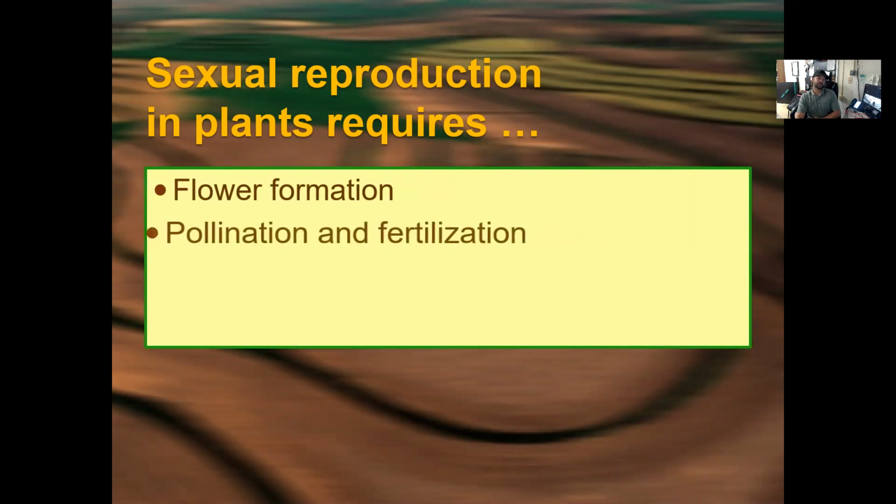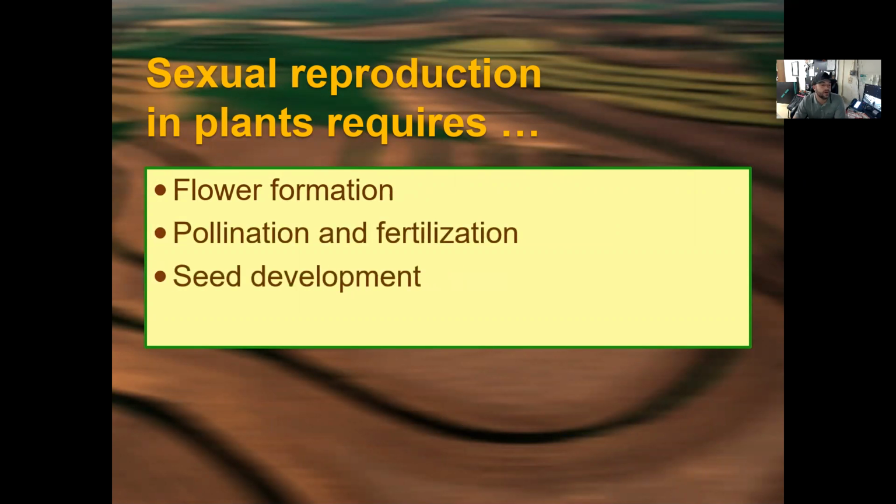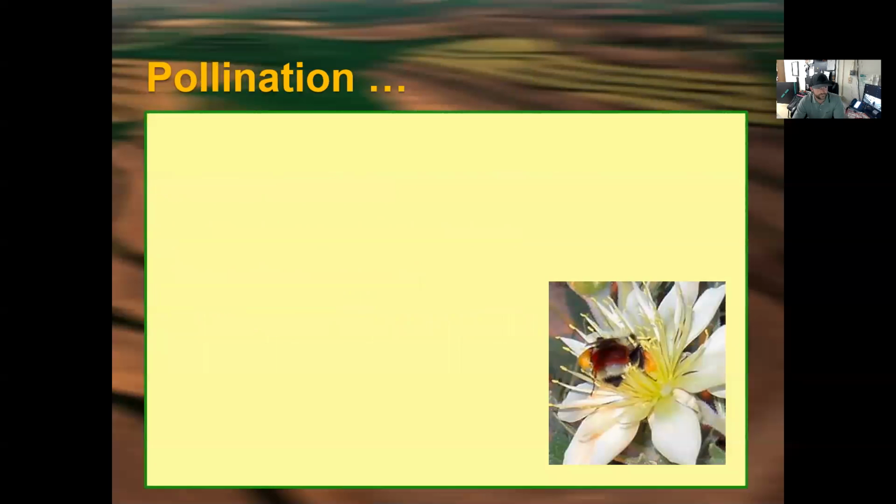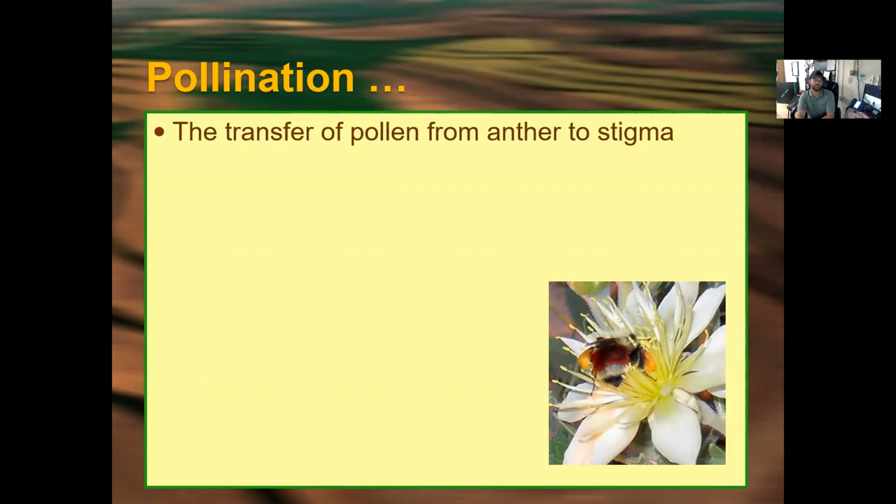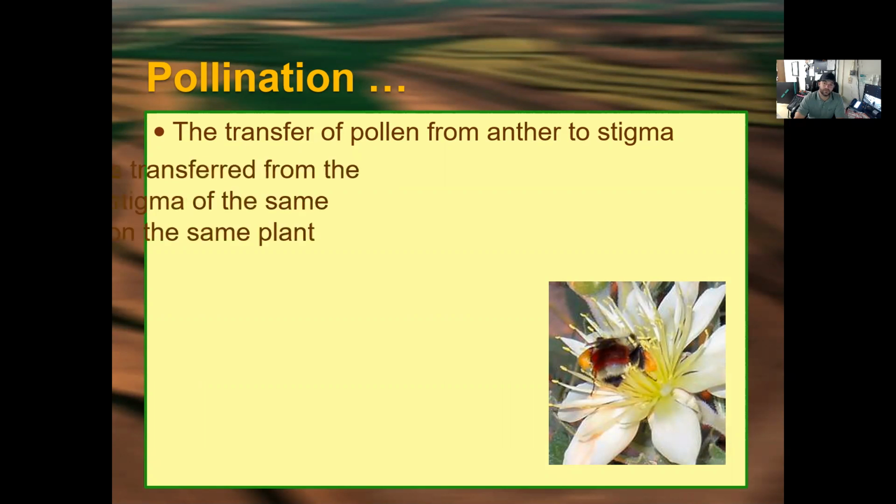Sexual reproduction in plants requires flower formation, pollination and fertilization, seed development, and seeds growing into new plants. Pollination is the transfer of pollen from anther to stigma, and you can actually see this process down here in the right corner, with what looks like a little bee landing on top of it, taking some of that pollen out and moving it over to another plant.